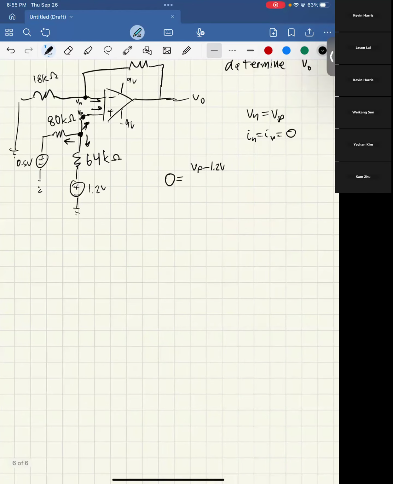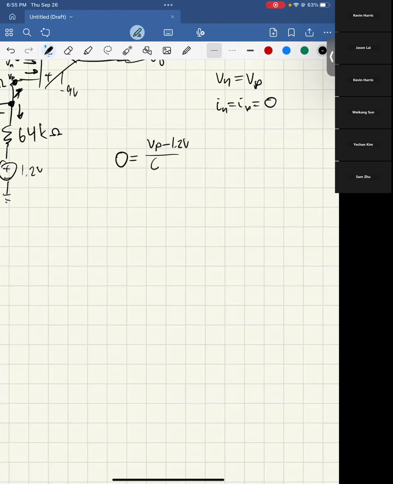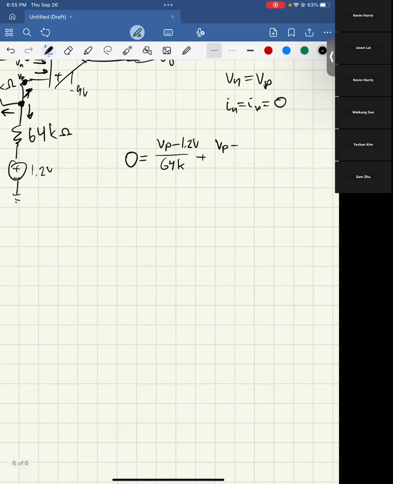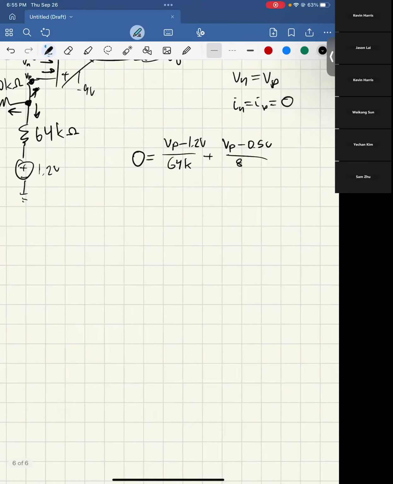So the one going down, we have Vp minus 1.2 over 64K plus Vp minus 0.5 over 80K. If we just do some math, you multiply both of these by, what's a common factor here? 8K or 16K? Yeah, 16K. If you multiply both of these by 16K, you'll get, no, that's not enough.